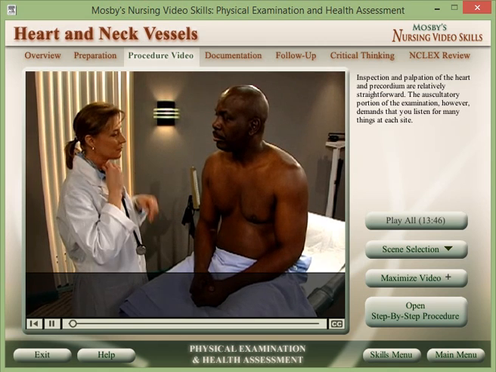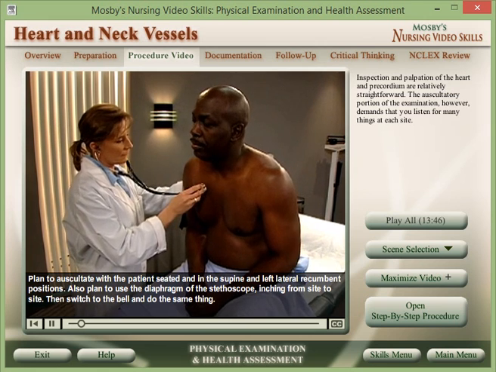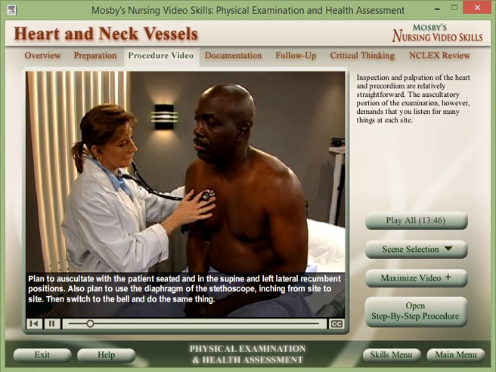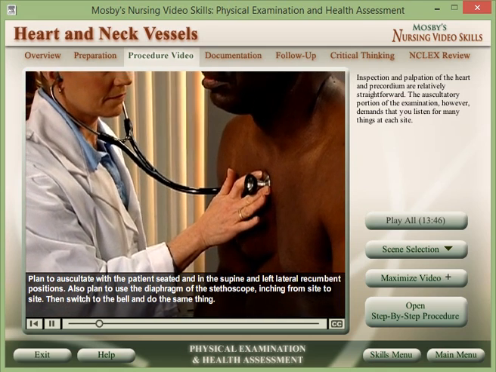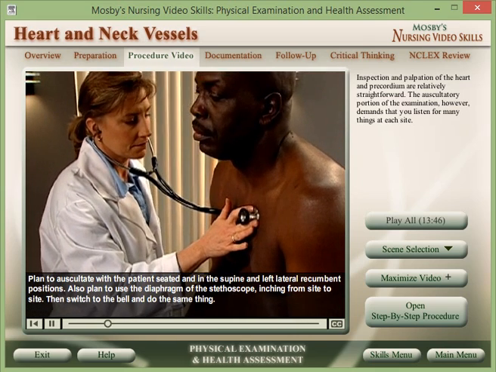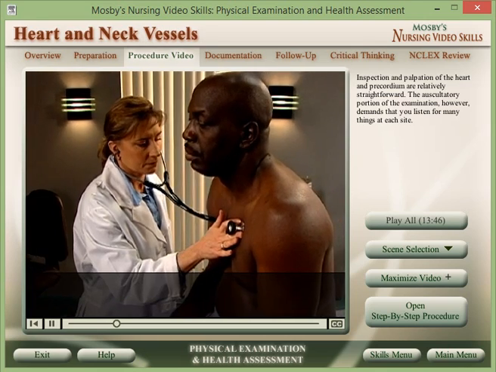Okay, now lean forward a little and breathe quietly while I listen to your chest. Plan to auscultate with the patient seated and in supine or left lateral recumbent positions. Also plan to use the diaphragm of the stethoscope, inching from site to site. Then switch to the bell and do the same thing.